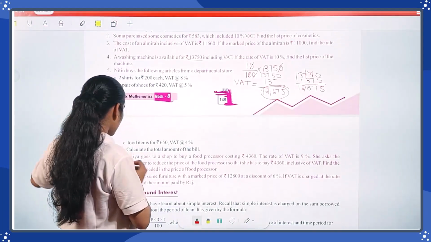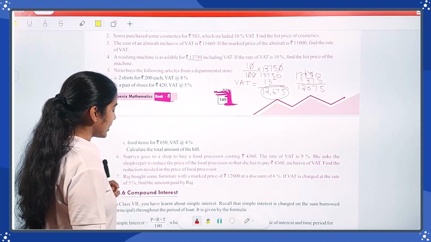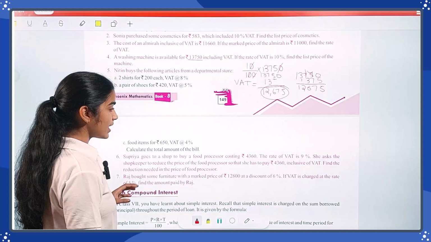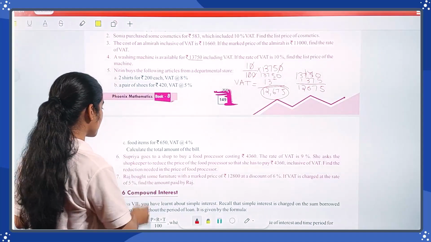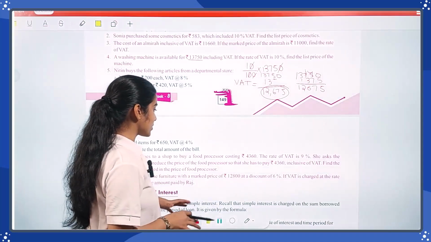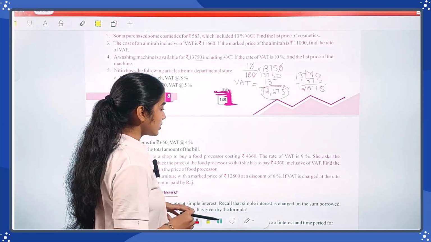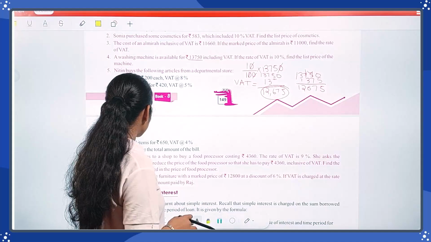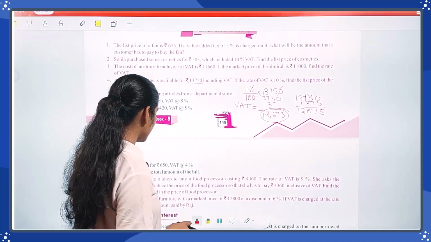Now, Supriya goes to a shop to buy a food processor costing 4,360. The rate of VAT is 9%. She asks the shopkeeper to reduce the price of the food processor so that she has to pay 4,360 inclusive of VAT. Find the reduction needed in the price of the food processor.